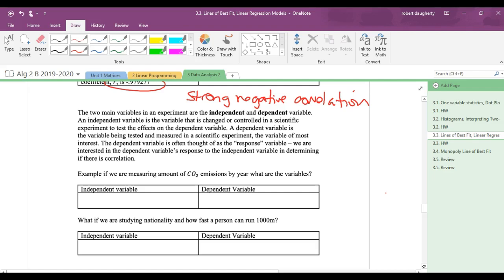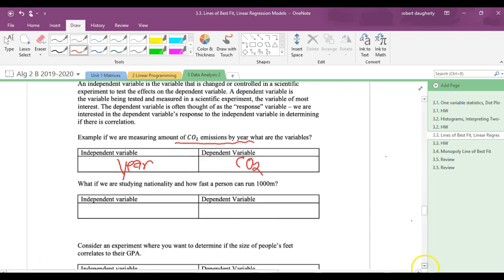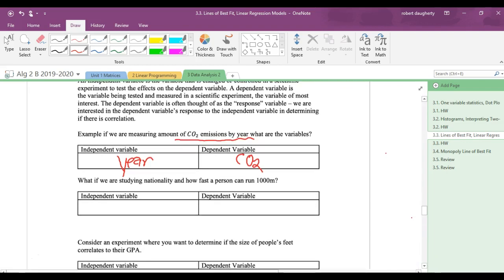Suppose we're measuring the amount of carbon emissions by year. Which of those is the horizontal axis, the independent variable? The year would be the independent variable. I'm not doing anything to make the years go by, and I'm not trying to measure years, but I'm trying to measure the CO2 emissions. So that's really the more interesting variable, my dependent variable. What if we're studying nationality and how fast a person can run the 1,000 meters? Which of those is the more interesting thing that I can measure, versus the thing that I can't change or measure?